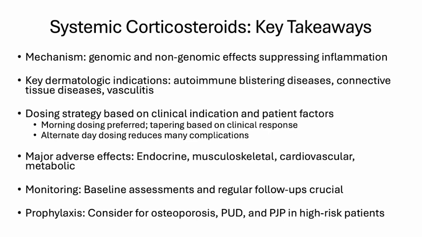You can also consider alternate day dosing, which can reduce many of the possible complications, and some of these complications include their effects on the endocrine system and the musculoskeletal system, as well as their cardiovascular effects and their metabolic effects as well. For monitoring, you should do baseline assessments, and regular follow-ups are critical as well. Finally, prophylaxis for osteoporosis, peptic ulcer disease, and PJP should be considered in patients who are at high risk for these.